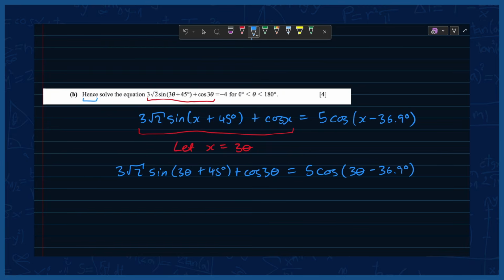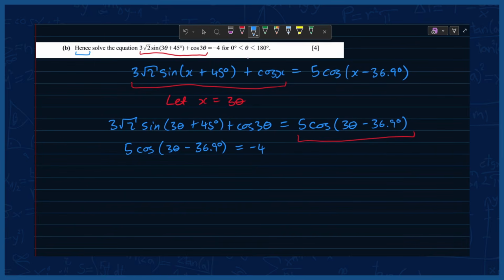And so what that means is I can replace the left-hand side of this equation with just the 5 cos(3 theta minus 36.9 degrees). And our equation that we're solving becomes significantly easier. So I've got 5 cos(3 theta minus 36.9 degrees), and this is equal to negative 4. Okay. And now divide both sides by 5.